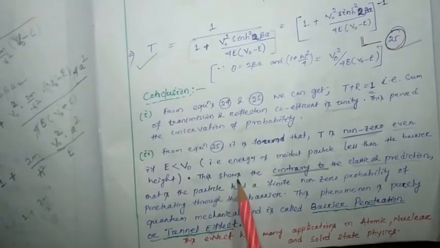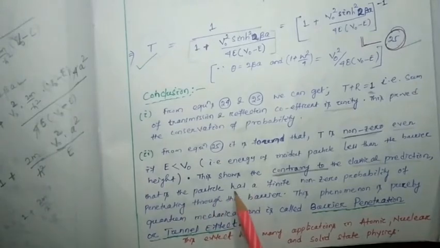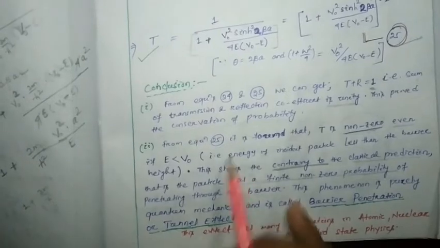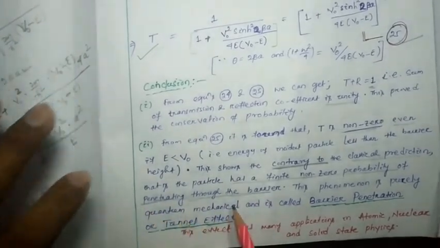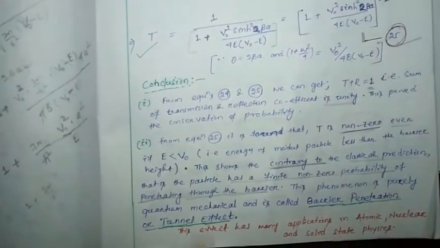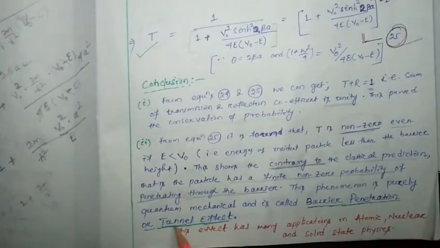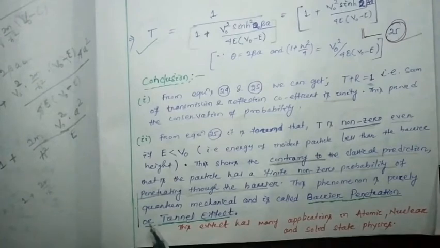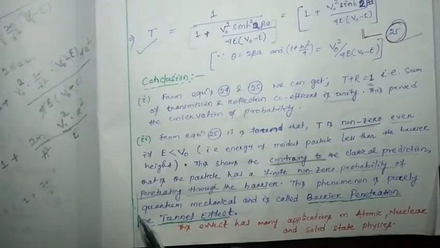Okay, so this is contrary to the classical prediction, that the particle has a finite or non-zero probability of penetrating through the barrier. This phenomenon is purely quantum mechanical and is called barrier penetration or the tunneling effect. In your BSc exam, what do you mean by tunneling effect? What do you mean by barrier penetration? It is often asked for 2 marks.